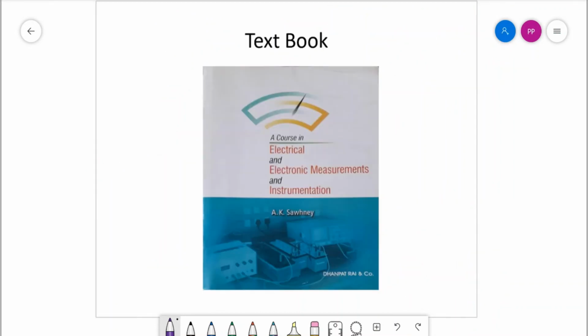So this is the textbook by Professor A.K. Sawane. You can refer to it. There are a lot of objective questions as well as exercises behind the book. You can practice it.